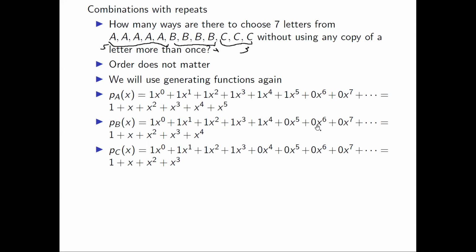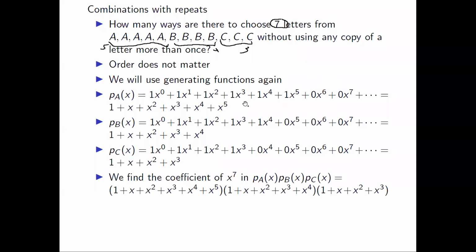And all we want to do here, same methods as on the previous slides, we just want to multiply these polynomials together and look for the coefficient of x to the 7th, where that 7 is the number of letters that we're choosing. So the coefficient of x to the 7th in the product PA, PB, PC, we just multiply those 3 polynomials together. 1 plus x up to x to the 5th, 1 plus x up to x to the 4th, and 1 plus x plus x squared plus x cubed. Multiply them together. You can use Wolfram Alpha if you want, or a calculator, whatever you feel like.